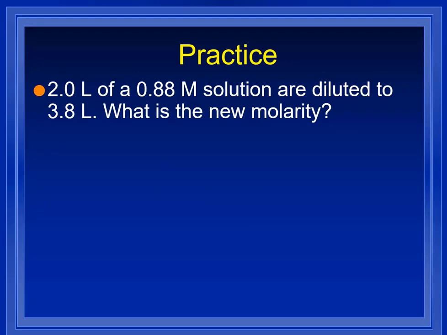2 liters of a 0.88 molar solution are diluted to 3.8 liters. What is the new molarity? One volume, one molarity, second volume, they ask me for the second molarity. Anybody know an equation with those pieces in it? That's M1V1 equals M2V2, and I want M2.